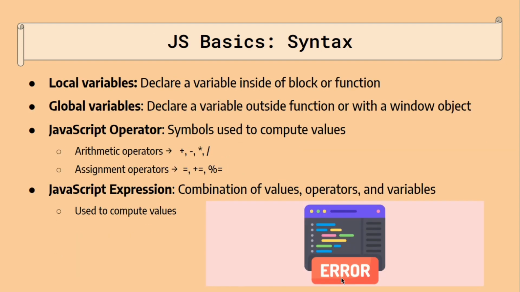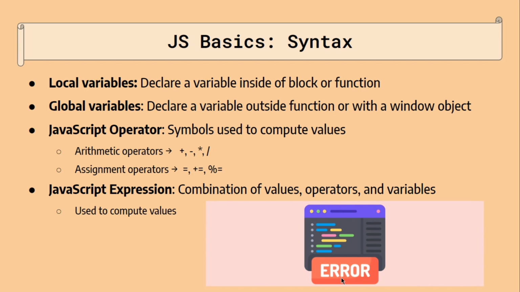Now onto JavaScript syntax. Local variables are variables that are declared inside of a certain code block or function. On the other hand, global variables are variables declared outside of a function or with a window object. When we start coding JavaScript more in depth starting from the next lesson, you will understand the difference between local and global variables more clearly.